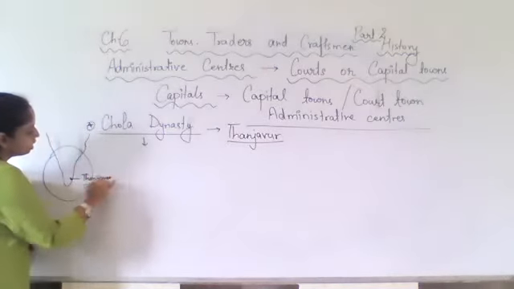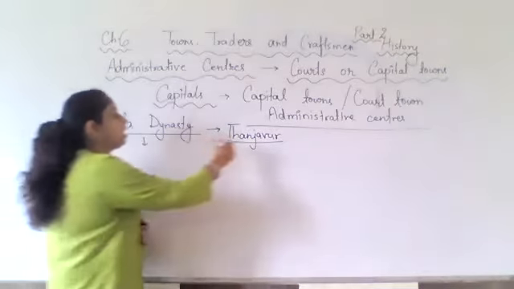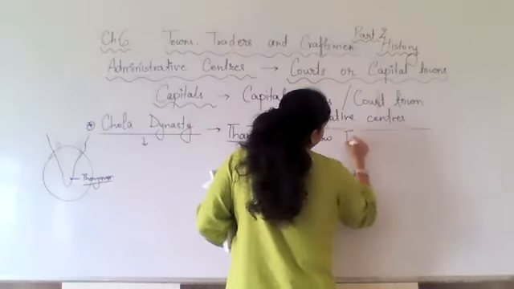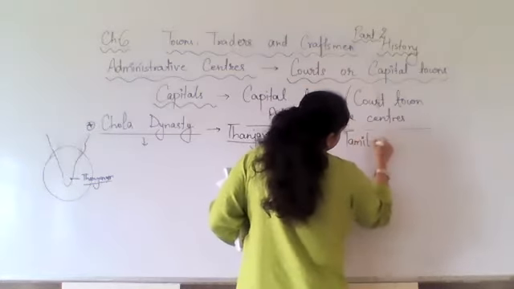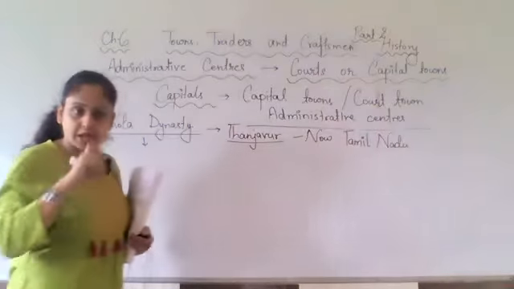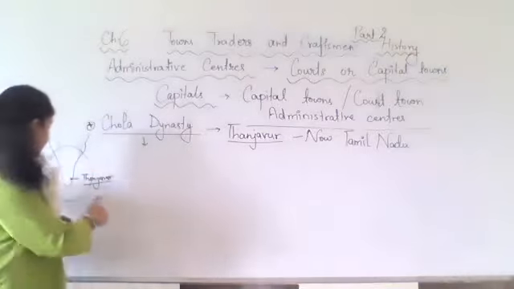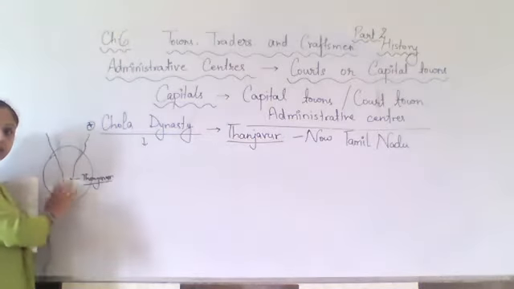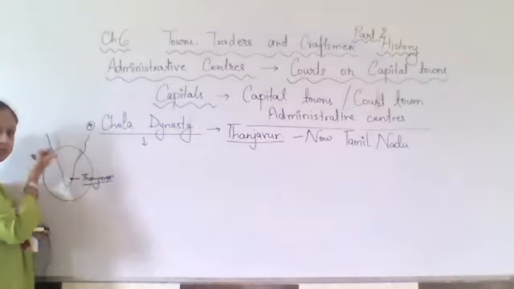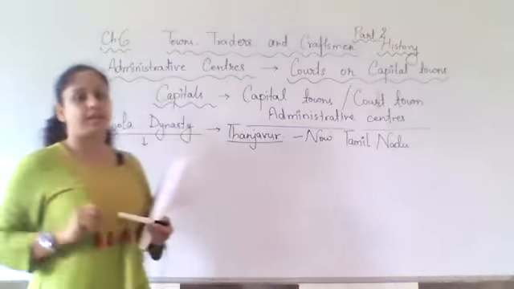This Thanjavur, at present day, is in Tamil Nadu. Thanjavur was the capital of the Chola dynasty and it is somewhere here, on the margin of the southernmost part.